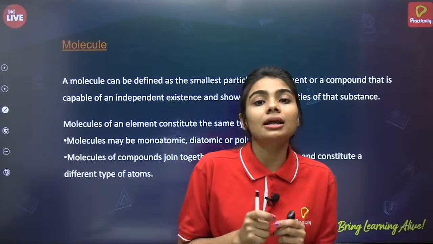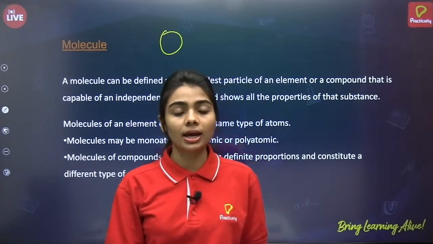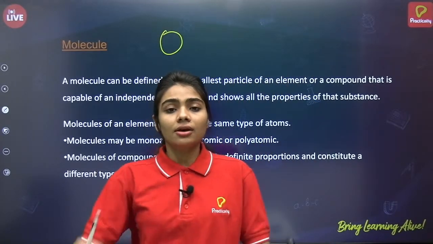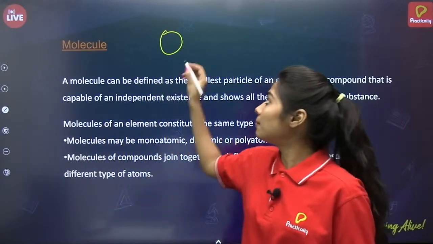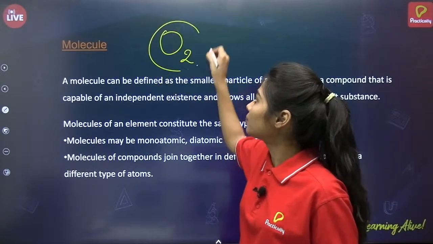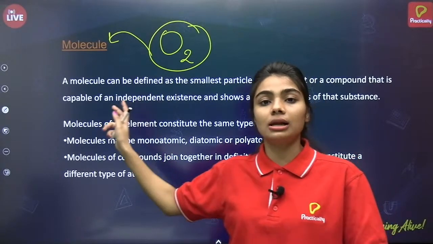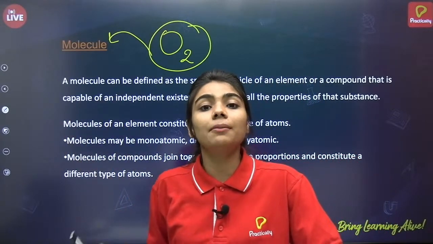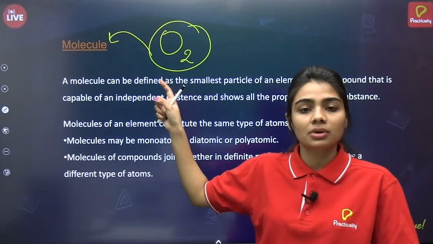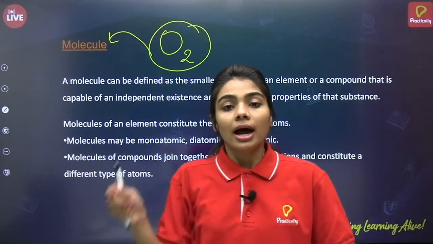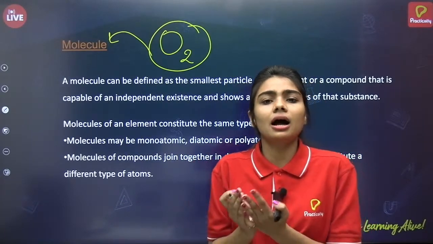But an element can exist. If I am talking about oxygen atom, then what will they do? They will combine with each other to form O2. What is this O2? This is a molecule. Now O2 will be independent in nature. It can exist alone. But this oxygen atom can't exist alone. So atoms are dependent, or you can simply say they can't exist alone.